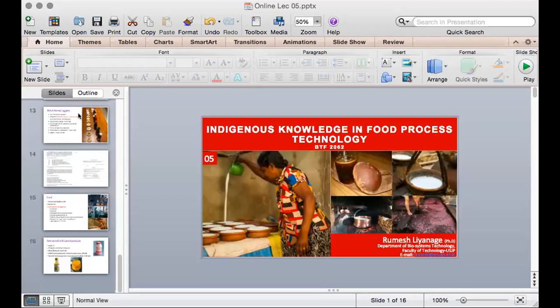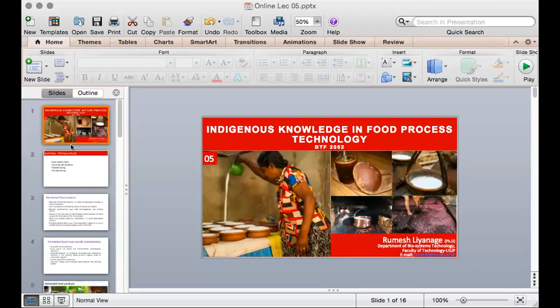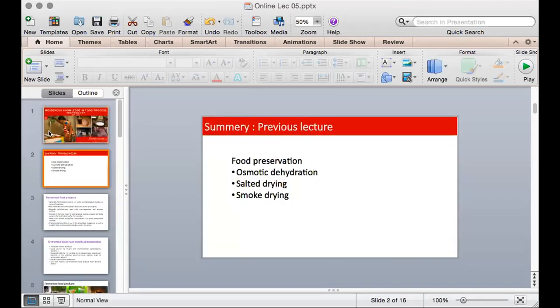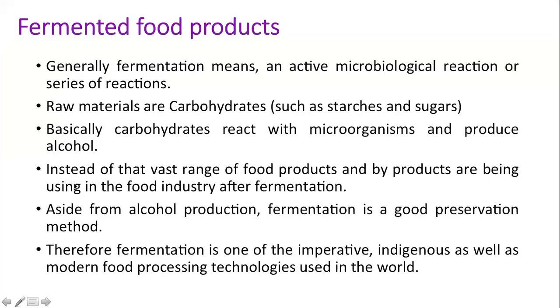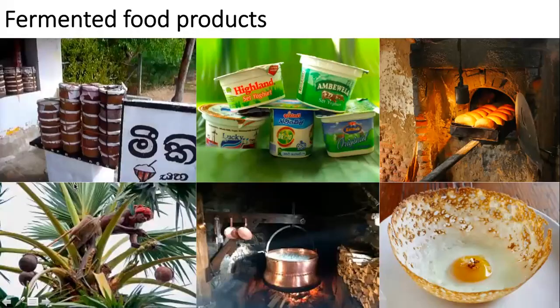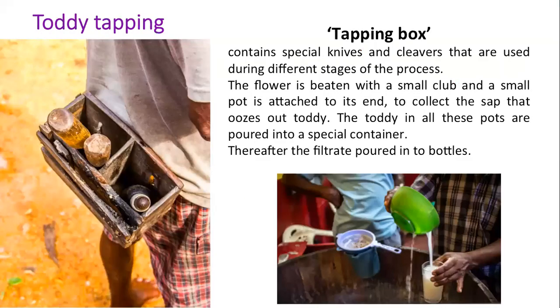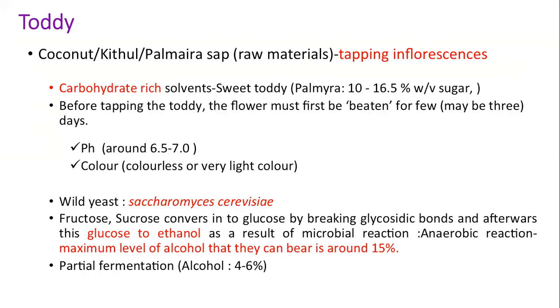So that's about the fermented food products and some kitul, kokidul, coconut and palmyra based food products. So many indigenous knowledge and practices are there. Those things are very important to study. You can do so many research activities and develop and do innovations, right?